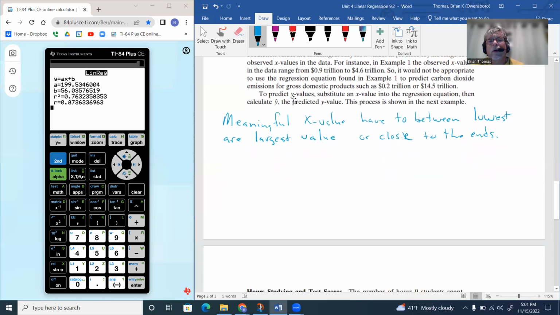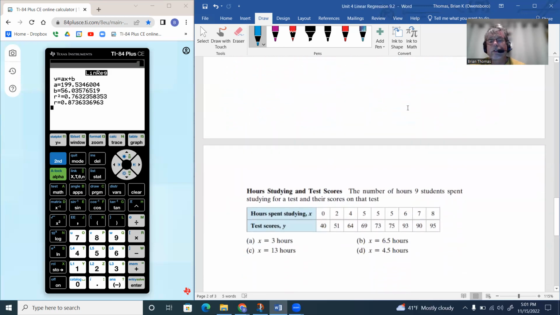So again, to predict y values, we're going to substitute the x value into the line of best fit, the regression line, and we're going to calculate what's called y hat, which is going to be the y value. So this process is going to be shown in the next example. So let's see if we can do that then.